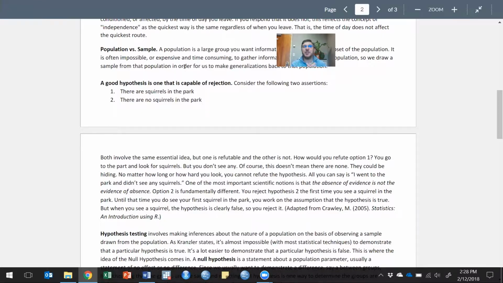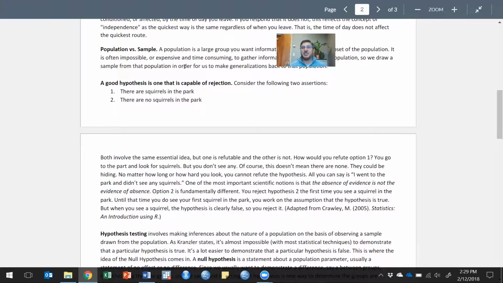There's an example here. Cranston in the text talks about how a good hypothesis is one that's able to be rejected. Think about these two statements: there are squirrels in the park and there aren't squirrels in the park. They're kind of getting at the same idea, but one you're able to refute and the other one's not. If you take the first option, there are squirrels in the park, you could go to the park, look and look and look, but you don't see any squirrels. Of course, that doesn't mean that there aren't any there. They just could be hiding.